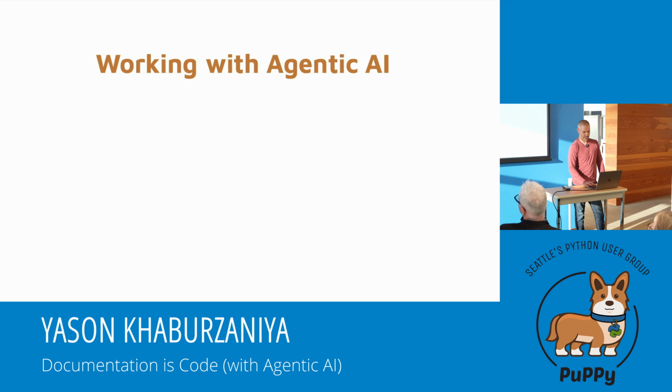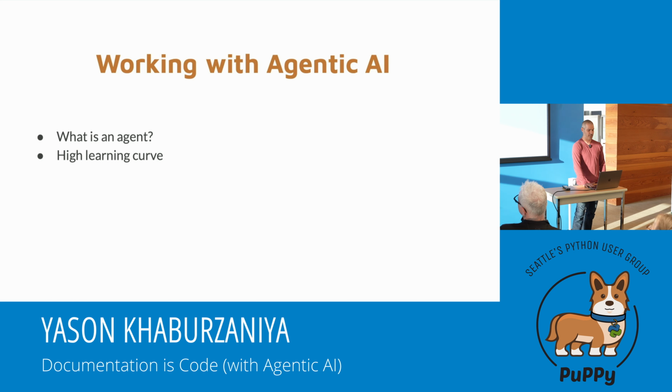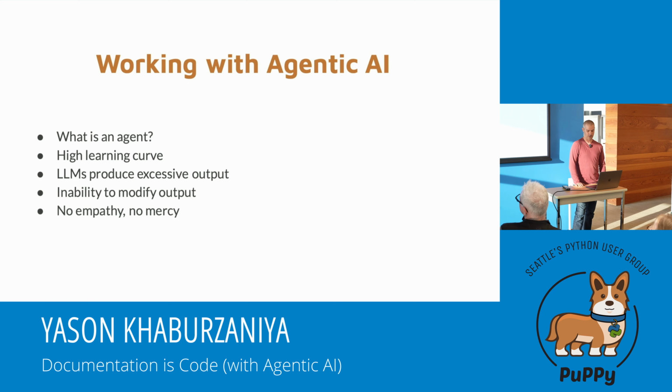But let's discuss a little bit about what agents are. Dictionary definition is that an agent is a person who acts on behalf of another person, and Agentic AI is a software program that is driven by an LLM and uses tools to do things for you. And tools are just pieces of code that it knows about. And when you try to do something with agents, the learning curve is high, the LLMs produce excessive output that is hard to modify, and when they're wrong, it's unforgivable.